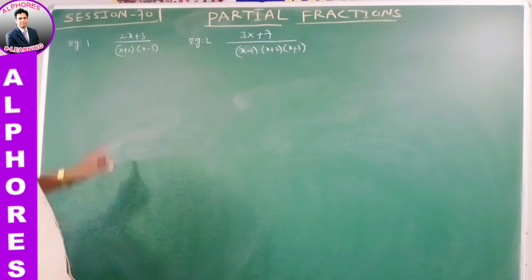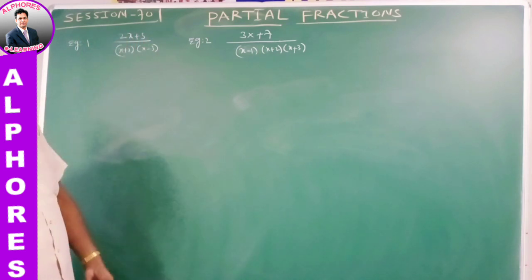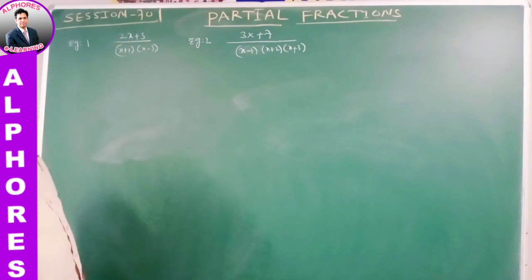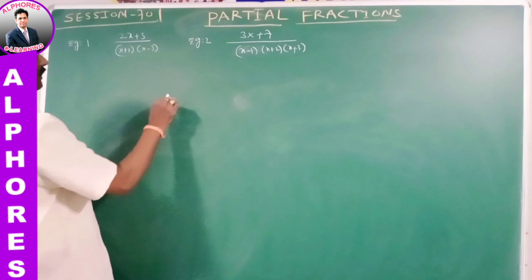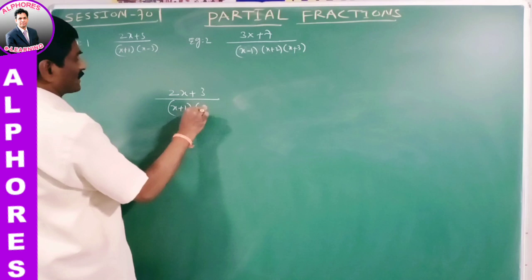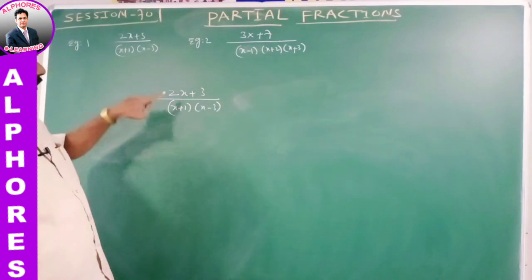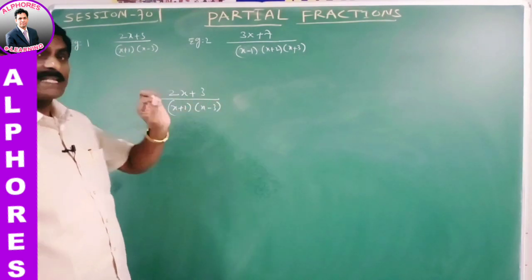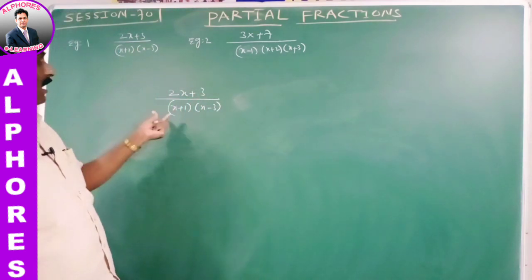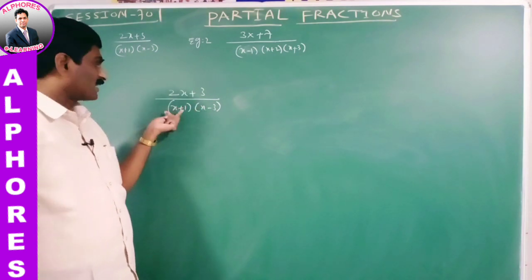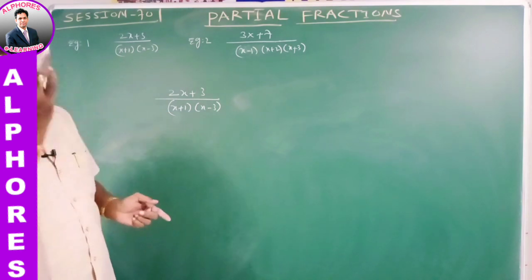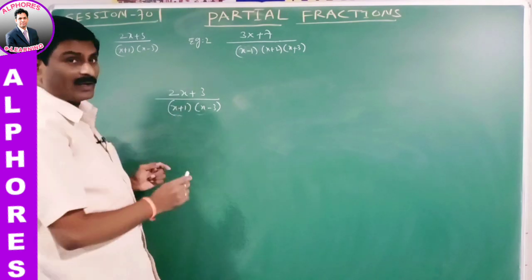Example 1. Resolve 2x plus 3 by x plus 1 into x minus 3 into partial fractions. Here, what is the rational fraction? 2x plus 3 by x plus 1 into x minus 3. Numerator degree is 1, denominator degree is 2, so it is proper. First, you identify whether it is proper or improper. The denominator contains 2 linear factors which are not repeated. For every linear factor, we get one partial fraction. Here 2 factors, so there will be 2 partial fractions.